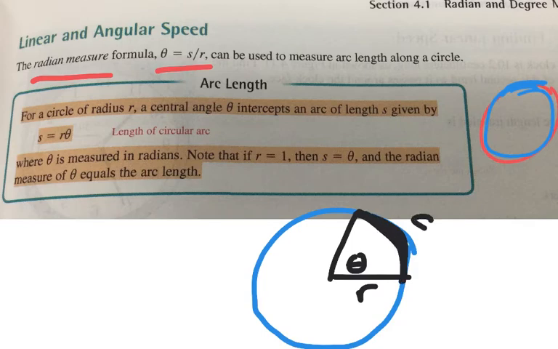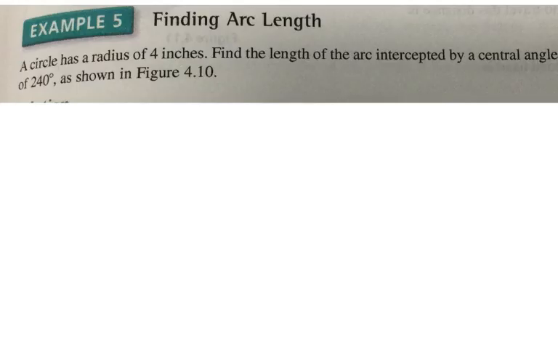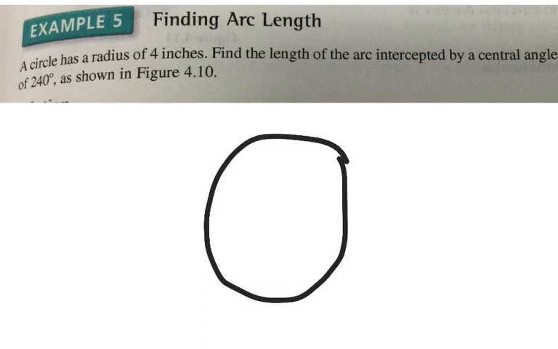That is my arc length, S. So the first problem here is just going to be finding the arc length. It tells me I have a circle of radius 4. So draw it. I have a circle whose radius is 4. Find the length of the arc intercepted. So we want to know what this length is here. That's what I'm looking for, the S, when my theta that I am rotating is 240 degrees.